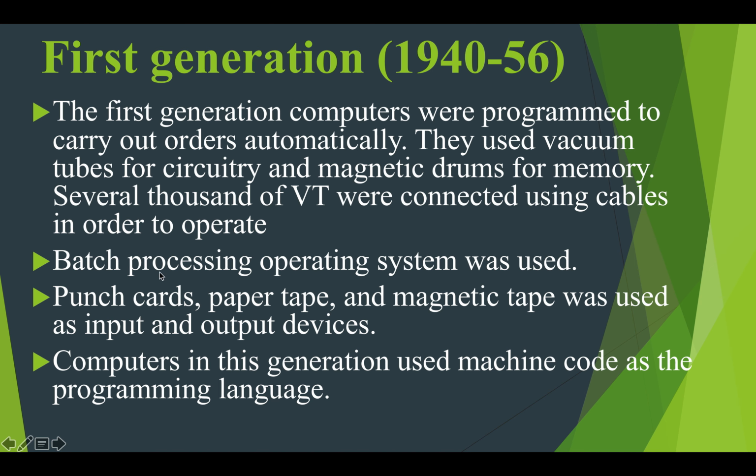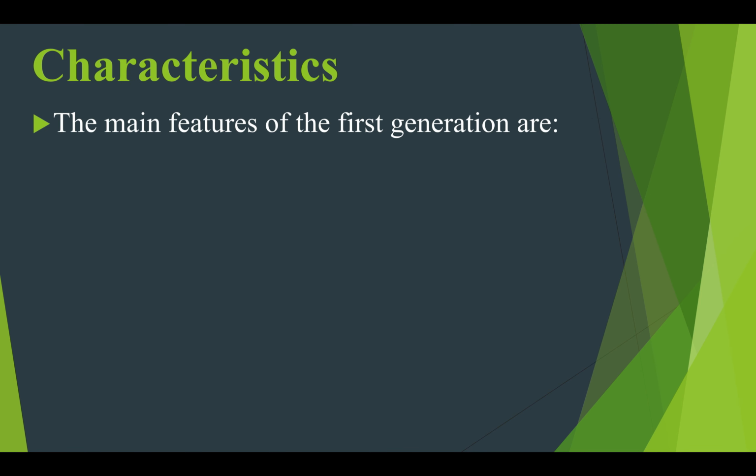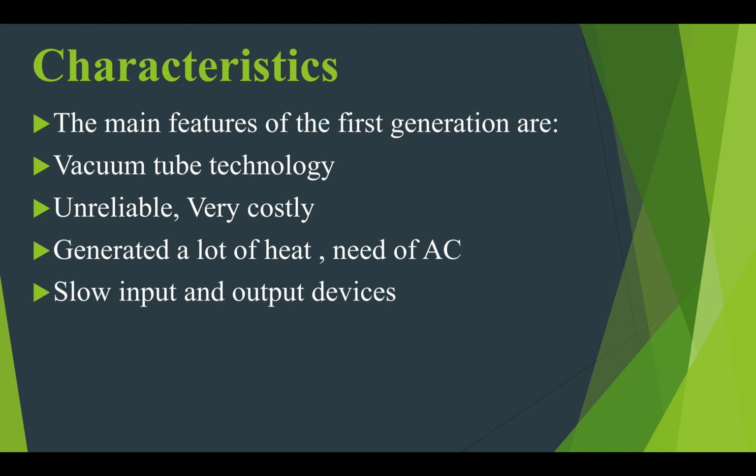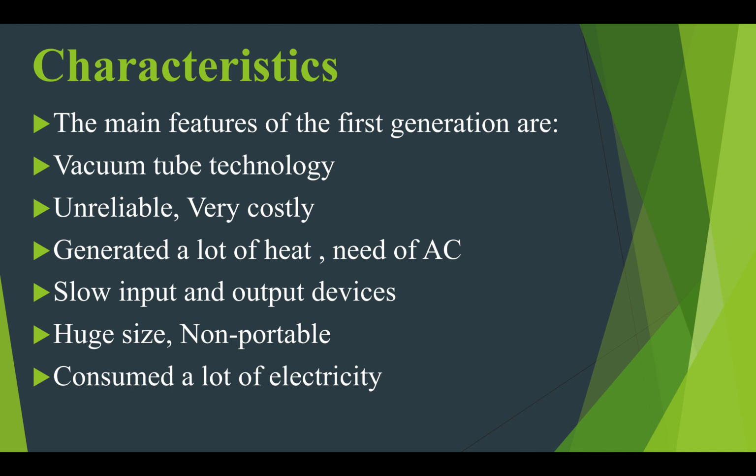Dear students, batch operating system was used in this first generation computer as operating system. Punch card, paper tape, magnetic tape was used as input and output devices. Computers in this generation used machine code as the programming language. Characteristics. The main feature of the first generation is vacuum tubes technology. They were unreliable, very costly, generated a lot of heat, needed AC, had slow input and output devices, were huge in size, non-portable, and consumed a lot of electricity.